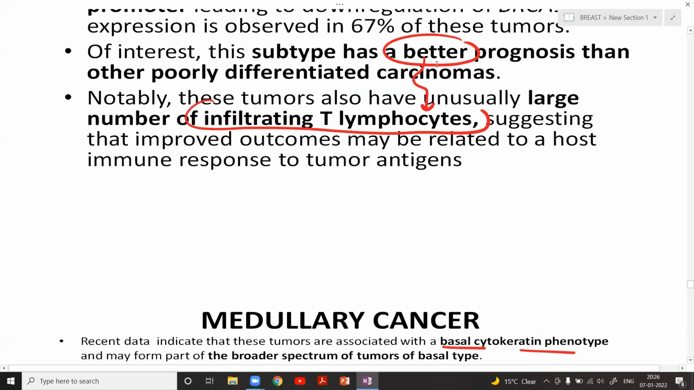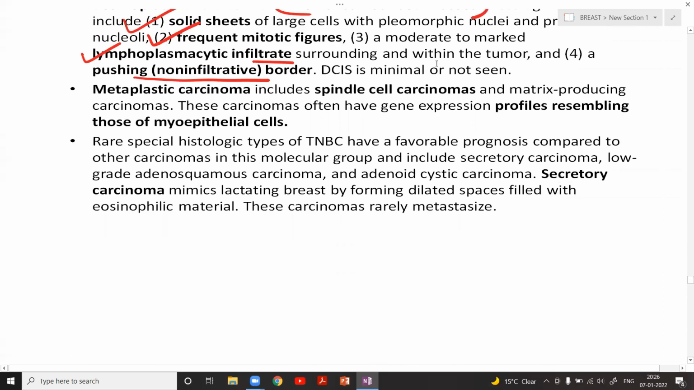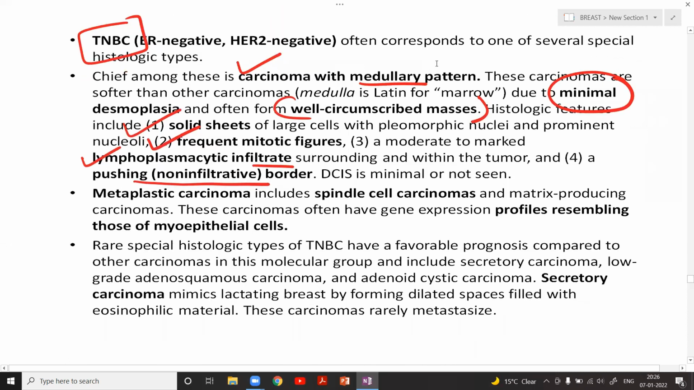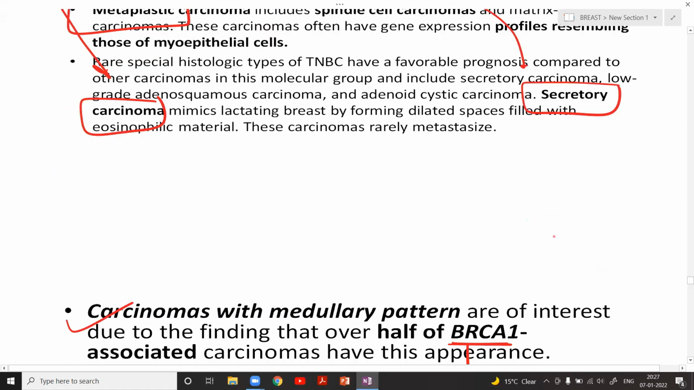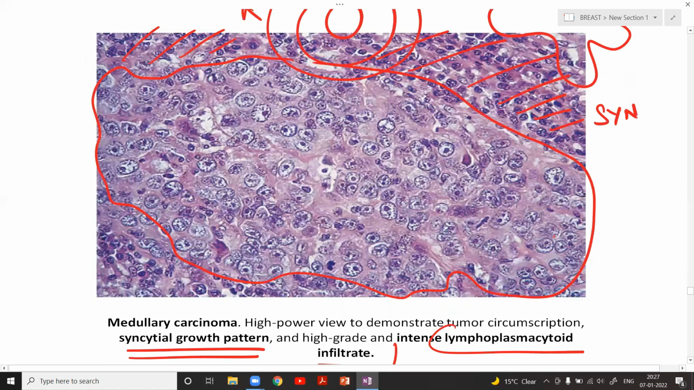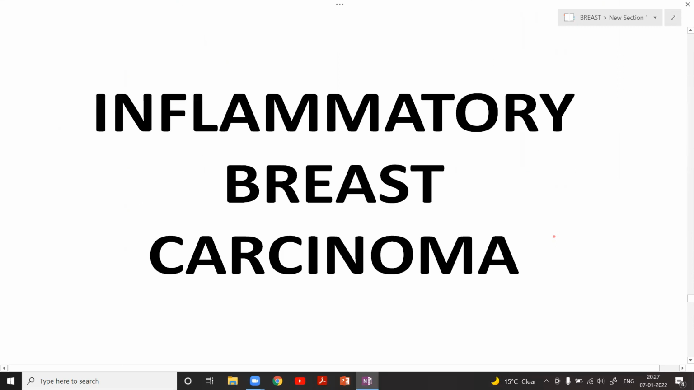There are some other tumors apart from medullary carcinomas which are also triple negative. Let me just tell you. The profile resembles that of TNBC. That is your metaplastic carcinoma and your secretory carcinoma of the breast, as well as your medullary carcinoma. These three tumors have a triple negative breast carcinoma histological type. Clear to everyone? Yes. Let me move ahead now to inflammatory breast carcinoma.